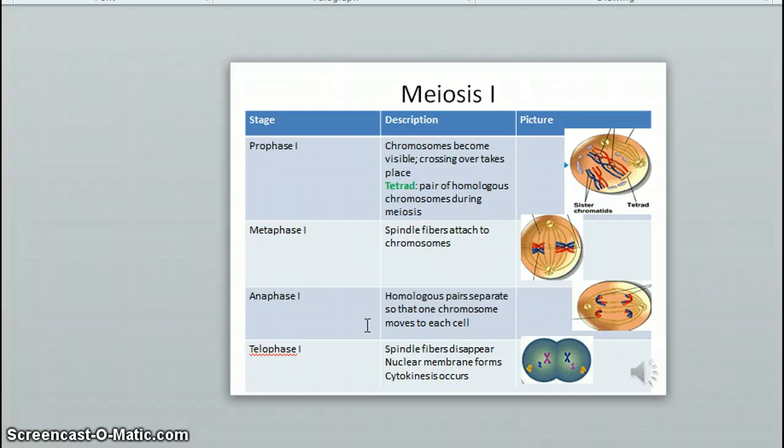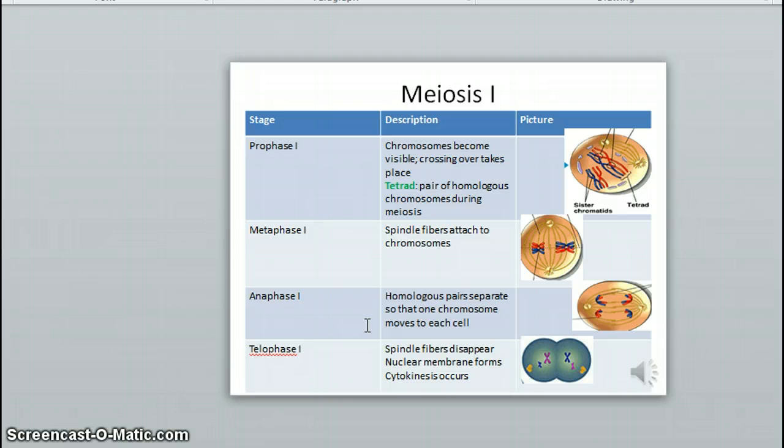The next phase is metaphase I. So just like mitosis, chromosomes line up in the center. This is where they line up randomly on either side of the imaginary line through the center of the cell, creating diversity among gametes. Spindle fibers also attach to the centromere during metaphase I. This is just a little bit later than during mitosis. Spindle fibers attach during prophase of mitosis.